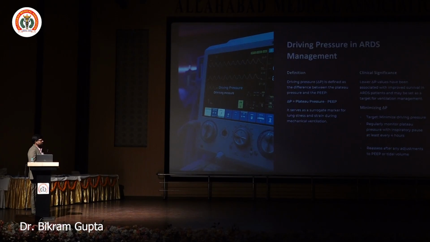The new concept is the driving pressure. After the plateau pressure, the next pressure is the driving pressure. What is the driving pressure? Driving pressure means it is the plateau pressure minus PEEP. So it is better to optimize the PEEP. If you are using the driving pressure, it will be helpful to optimize the PEEP.